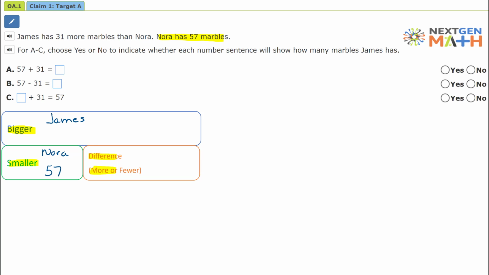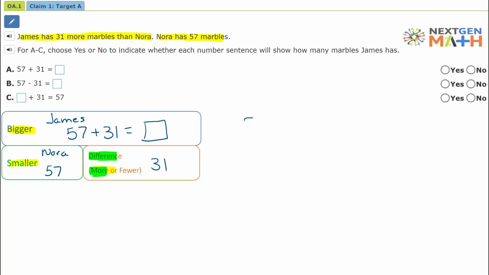How much more? Well, let's read this. It says James has 31 more marbles than Nora. That's the difference that we're looking at, this more amount. And so James has 31 more marbles. So how much does James have altogether? Well, James is going to have 57 that Nora has plus the 31 more. So now we have an equation that we can solve.